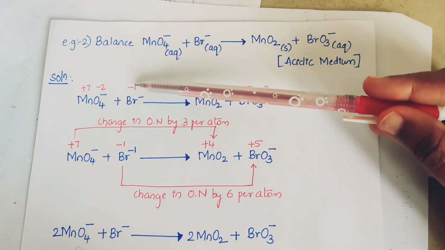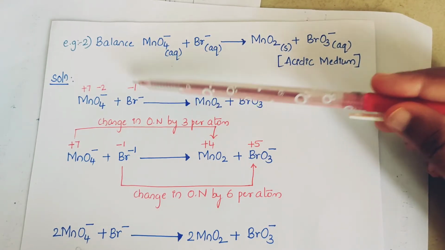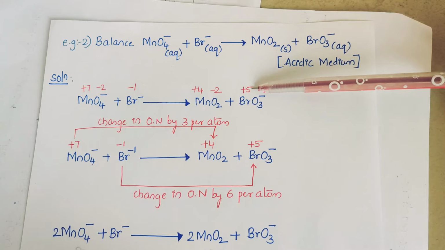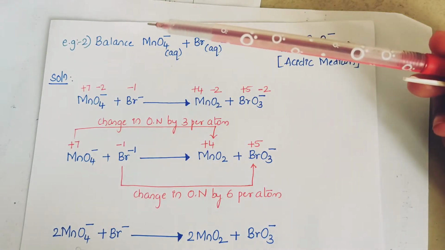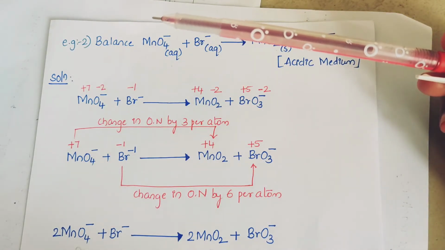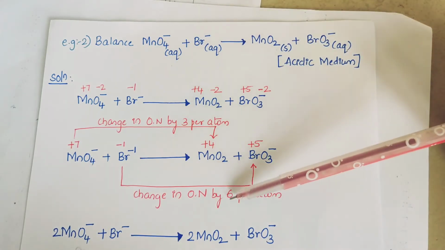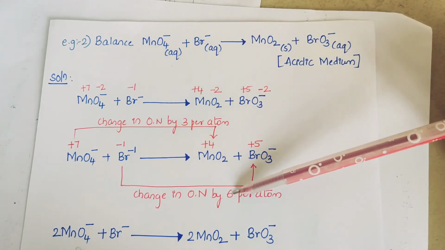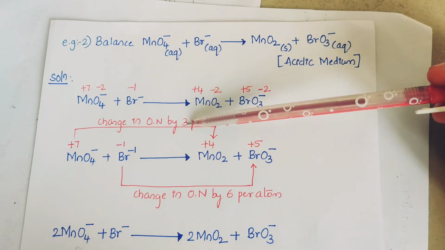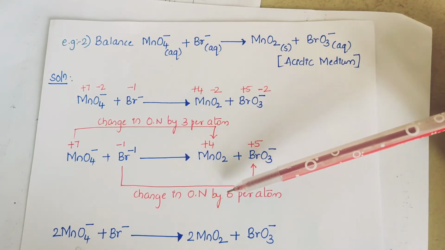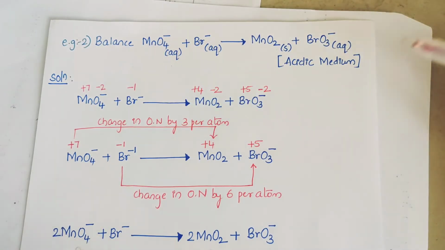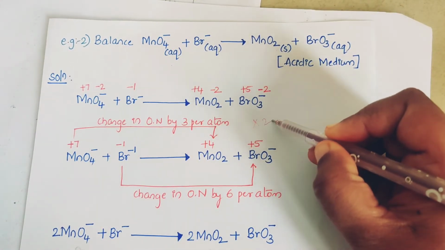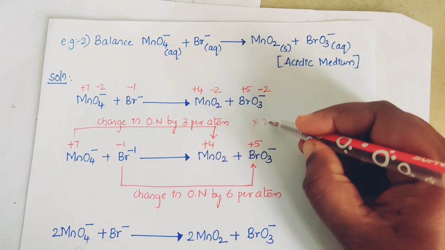Br- is in -1 oxidation state, changing to +5. From -1 to +5, how much is the change? -1, 0, 1, 2, 3, 4 and 5. So the oxidation number change will be 6 here. Here the change is 3 and here the change is 6. These two have to be equated, so this also has to be made 6. So you have to multiply this equation by 2.